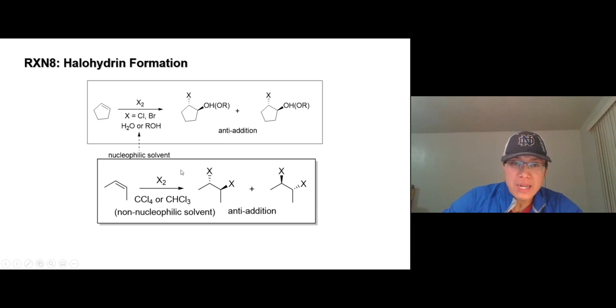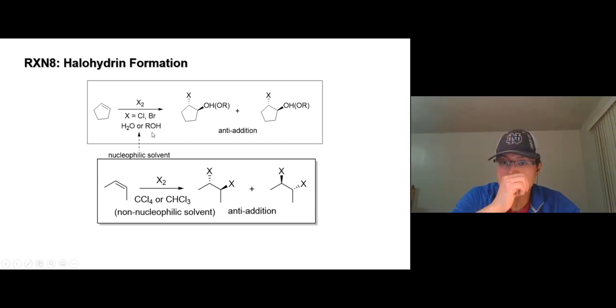Let's compare and contrast. This is just the halogenation we saw earlier in reaction 7, where we add halogen and a non-nucleophilic solvent, could be carbon tetrachloride or chloroform, CHCl3. So it doesn't do anything basically, but this one is a nucleophilic solvent, so it has lone pairs on oxygen. They can participate in the reaction.